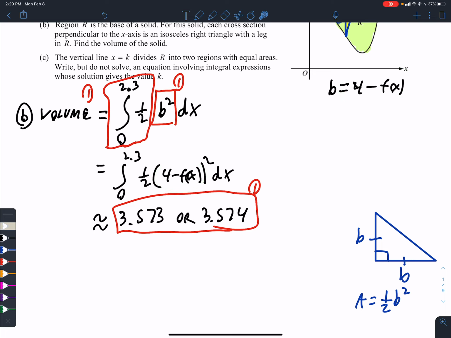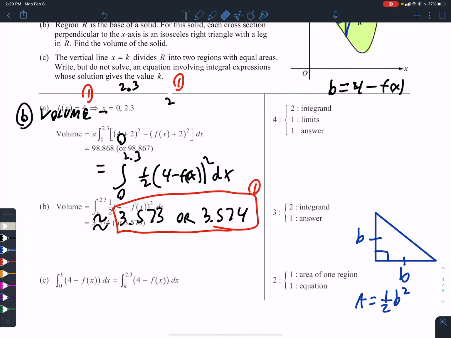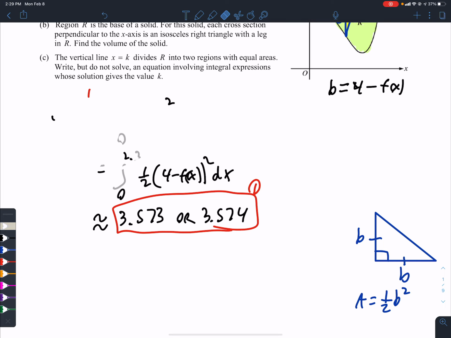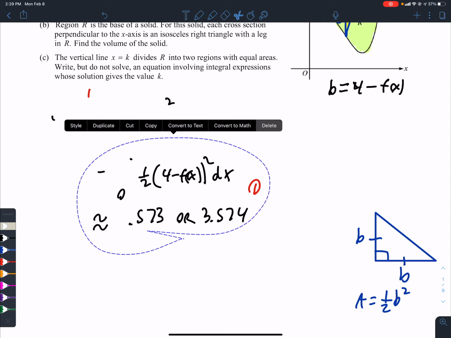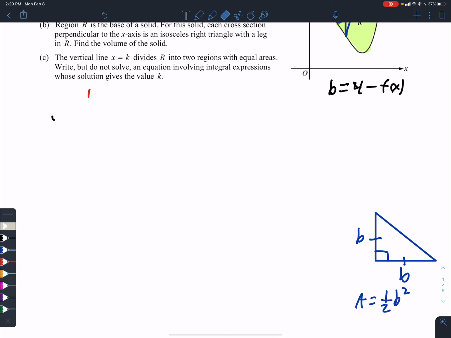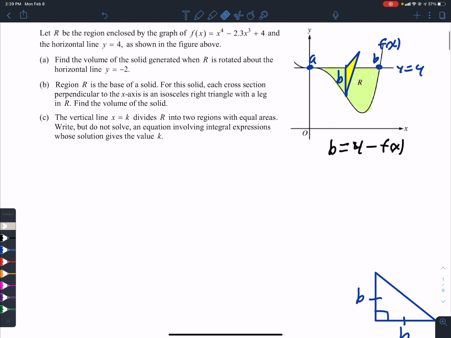Okay, now let's go to part C. Let me erase all this stuff. Ooh, didn't want to do that. I don't know if this is going to work. Is it? Okay, it worked. Oops. Okay, part C, that's the part that you have to think a little bit. I'm going to sneeze. Excuse me.